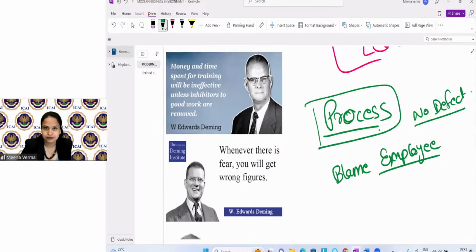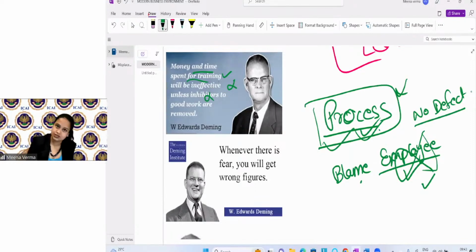Don't blame the employee. Right? So if you will see, money and time spent on training is ineffective if you can't remove the inhibitor, or if you can't improve the process of the company. No matter how much you train the employee, no matter how skilled or expert an employee you have hired, it hardly matters if you don't have a good process. If you don't have a good process, he can't do anything, right? It has nothing to do then, right?